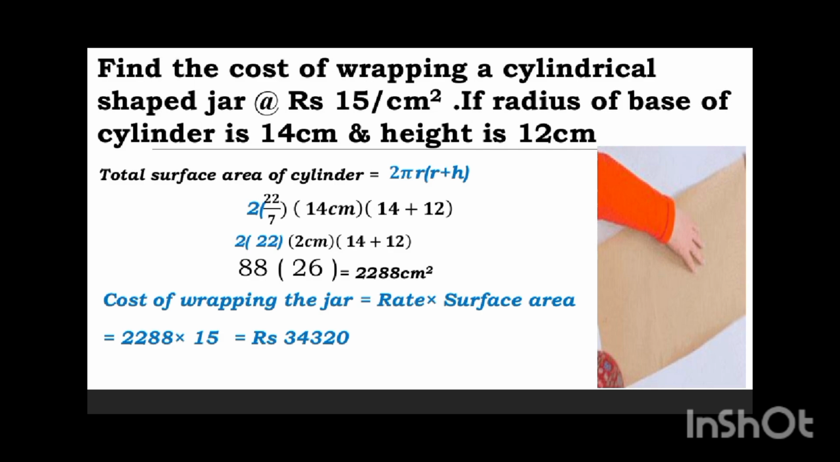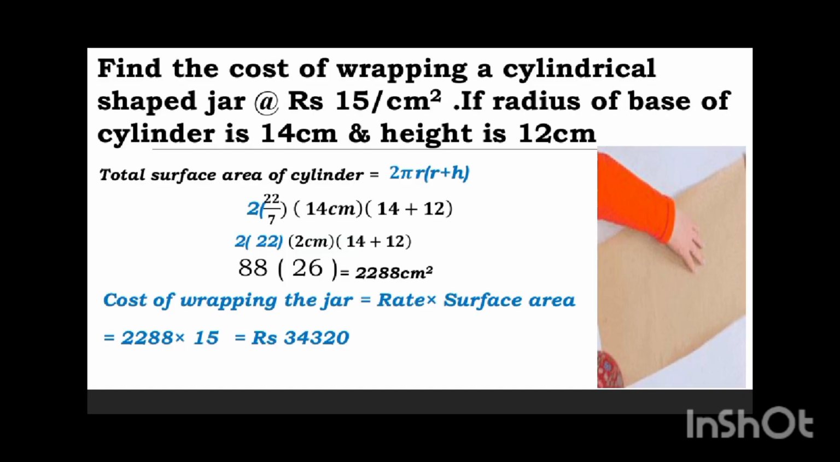Now you have to do the working, cancel. 7 with 14, 2; and 2 multiplied by 22 is 44, multiplied by 2 is 88. Now 14 plus 12 is 26. Now you have to multiply 88 with 26, which is 2288 centimeter square. Now cost of wrapping is rate multiplied by surface area. After multiplying, you're going to get rupees 34,320.